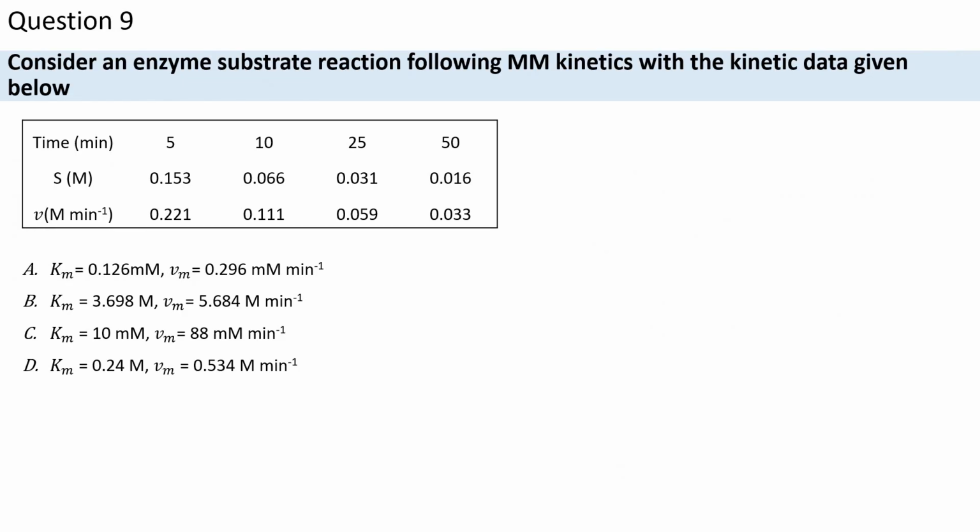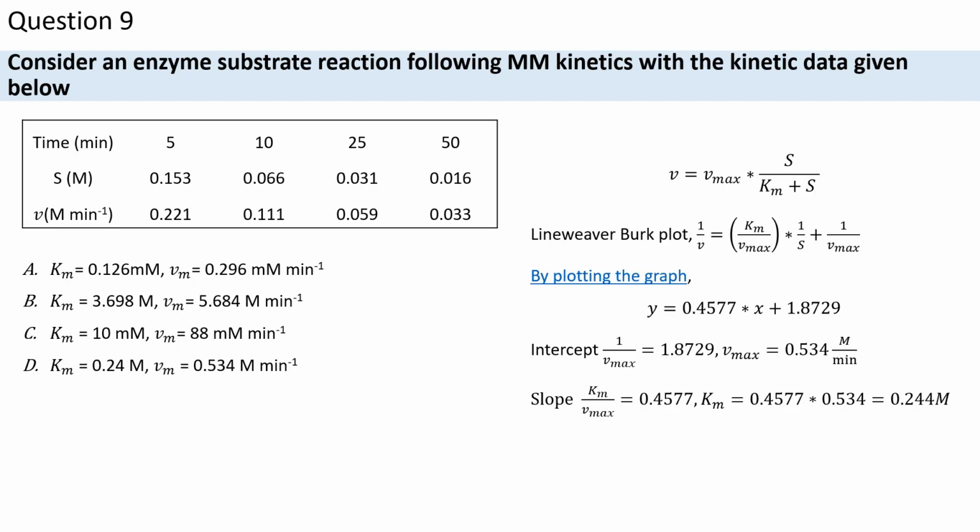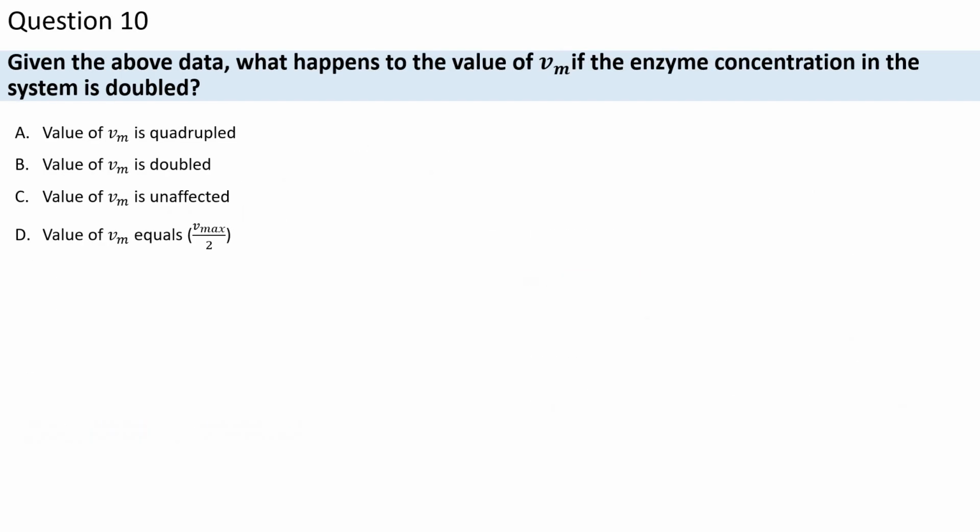Coming back to question 9, where we have to find Km and Vmax, we have been given time, S and V. So what we have done is use the Lineweaver-Burk plot, where y equals mx plus c. Here the y axis is 1 by v and the x axis is 1 by s. We plotted the graph, and this is the equation that we got from it. 1 by Vmax is equal to this much. So we take Vmax, and then substitute Vmax in Km divided by Vmax, which is 0.4577. So the answer is Km, option D.